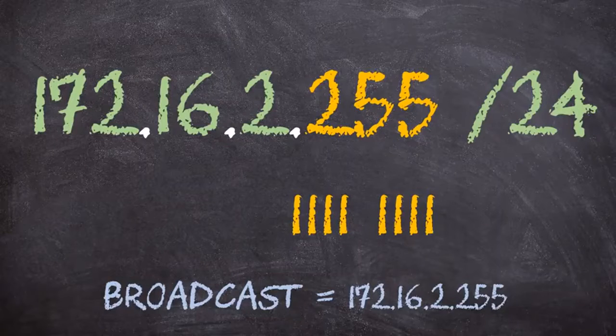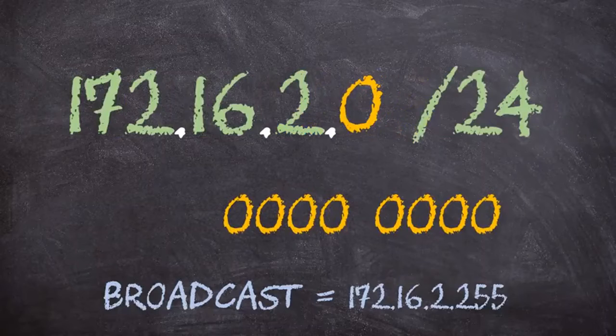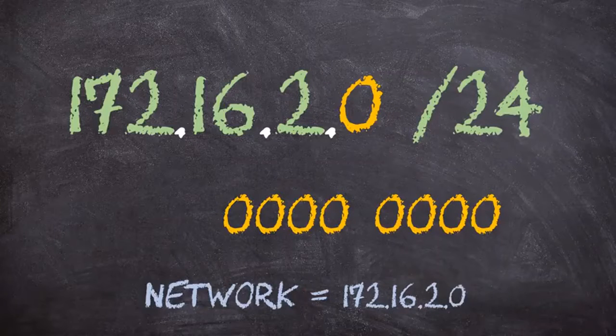And while we're talking about addresses that you can't allocate to devices, there's another one, and that's called the network address. The network address is kind of the opposite of the broadcast address. It is when all the host bits are set to 0. So, 172.16.2.0/24 is a network address.